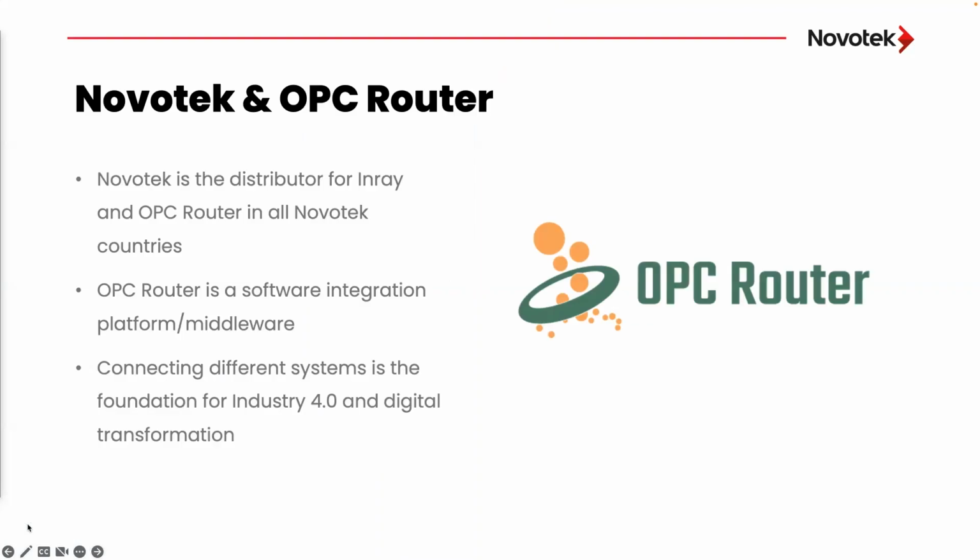So before I hand over to the others, I will do this quick introduction about Novotek and OPC Router. Novotek is a distributor for Inray and OPC Router. In each country we do have Novotek. We have implemented the software with success at many of our customer sites through the years. OPC Router is a software integration platform, also called a middleware, that is used to send data between different systems. This makes the foundation for Industry 4.0 and digital transformation. It comes with a wide range of plugins for a lot of connectivity options.